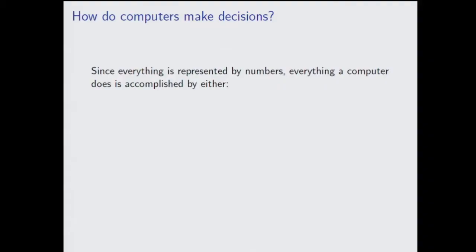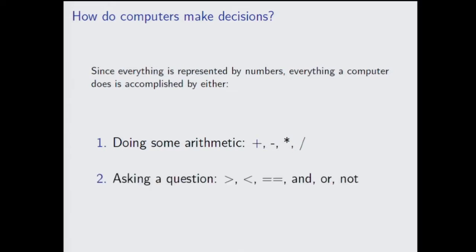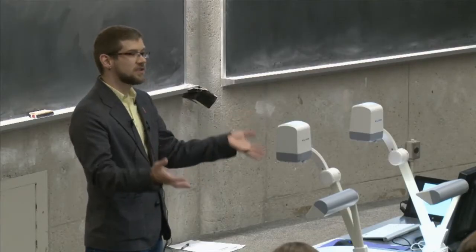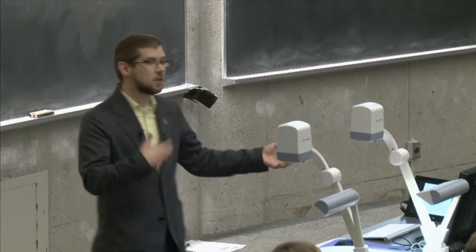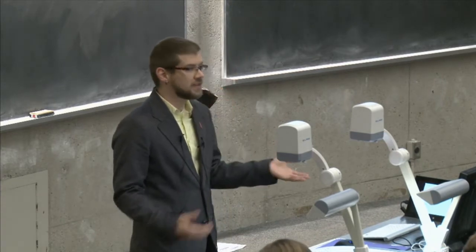So given that everything really is just numbers, anything that a computer is going to do is accomplished basically by arithmetic, like adding, subtracting, multiplying, and dividing, and a few other things, but basically that. Or asking a question about the numbers that are representing the things that it's dealing with. So asking a question like, is a number greater than another? Is it less than another? Are they equal? And then besides asking those really simple questions about just two numbers, we can string the questions together with the words and, or, and not.